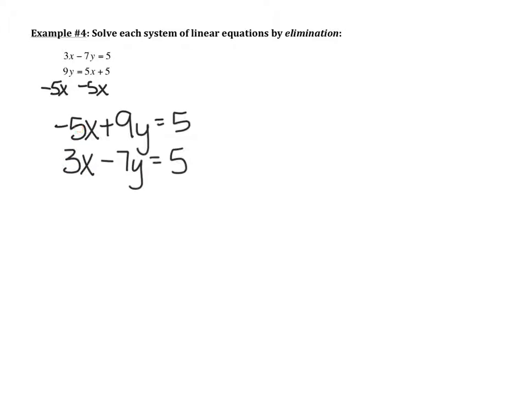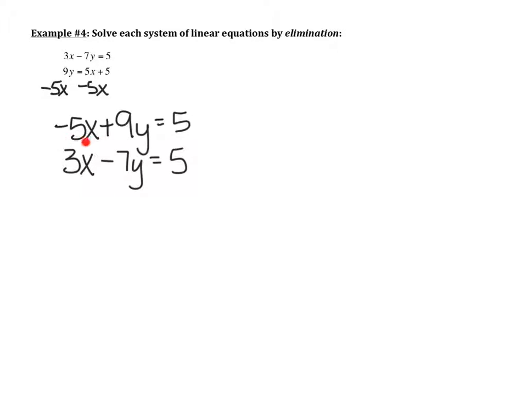So let's look now at the smaller number compared to the bigger numbers. 3 doesn't go into 5 and 7 doesn't go into 9. So in this case, I'm going to have to multiply both equations to make opposites. Remember, all you have to do is find the least common multiple between the two coefficients, the smallest number that both numbers will go into. The smallest number that 3 and 5 will go into is 15, and the smallest number that 7 and 9 will go into is 63. So I'm going to choose the 15 just to make our numbers a little bit smaller.